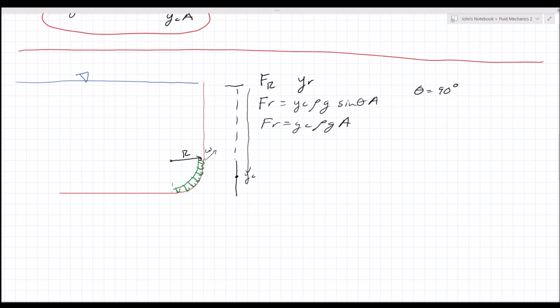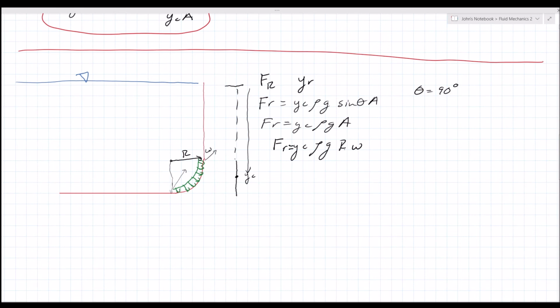The next is the area. Well, what area do I plug in? Well, this is a rectangle, so it's going to be the length of the rectangle times the width of the rectangle. Let's say it has a width of W. So it's going to be Fr equals yc times rho times gravity times the radius times however deep it is, W.